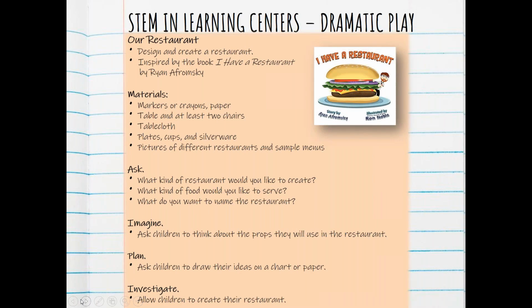So a way to incorporate STEM into dramatic play would be an activity such as creating a restaurant. And the book I Have a Restaurant by Ryan Afromsky is the inspiration for this activity. And you can see there the materials that you can use, which are the materials that typically are found in your classroom in the dramatic play area. And you can ask questions such as, what kind of restaurant would you like to create? What kind of food would you like to serve? What do you want to name the restaurant? And then have the children think about props that they need, ask them to draw their ideas on chart paper, and allow them to create their restaurant.